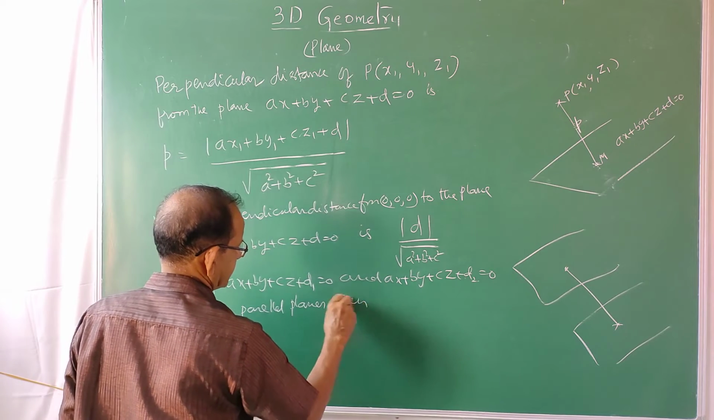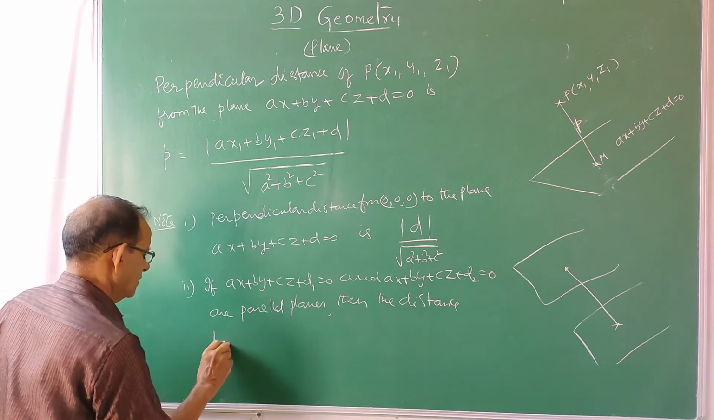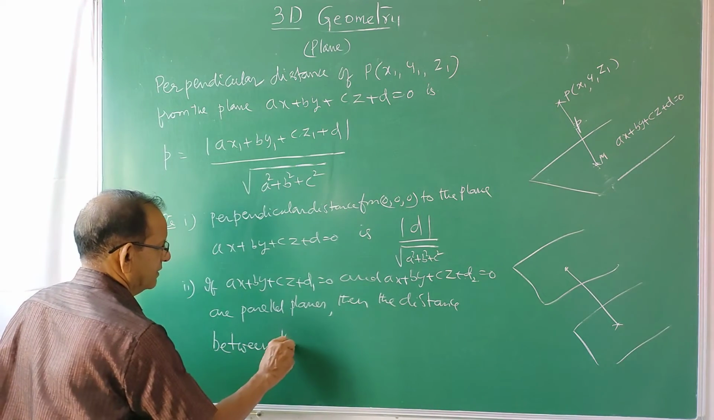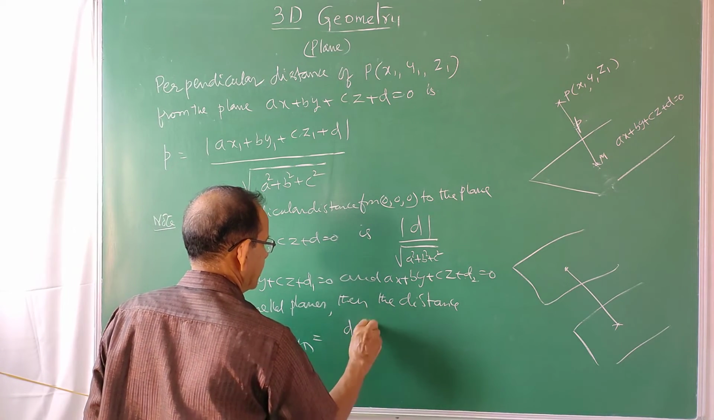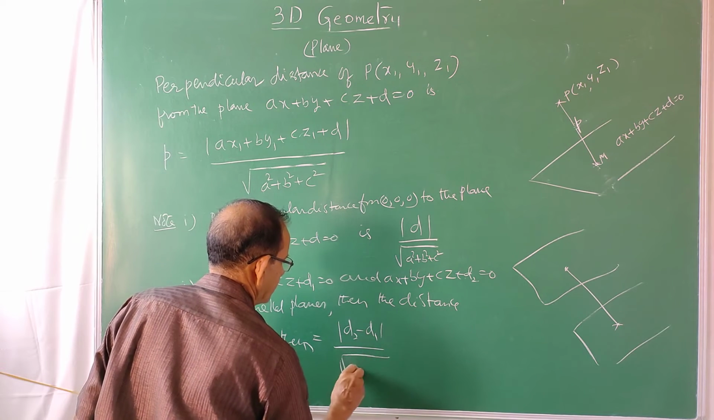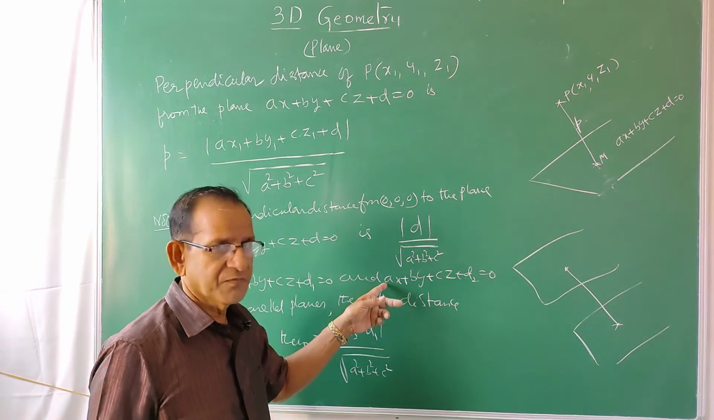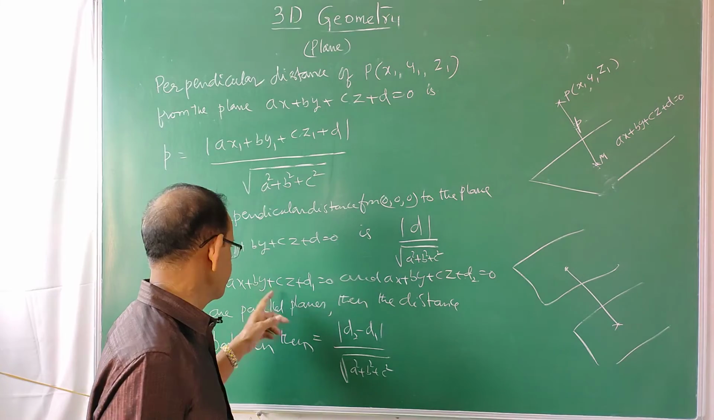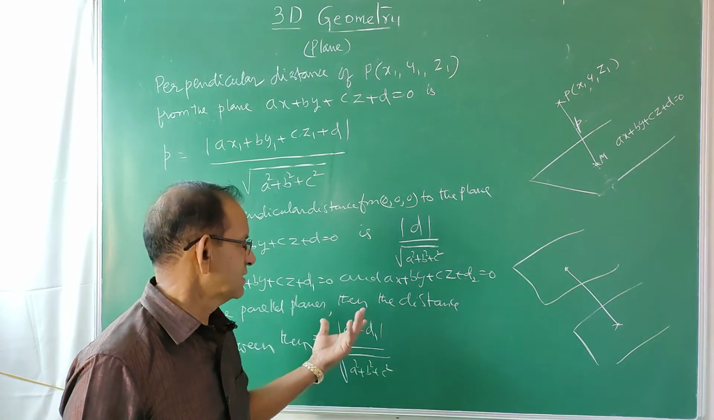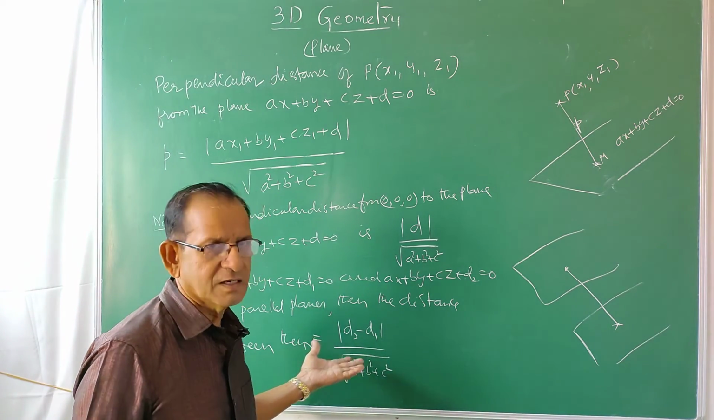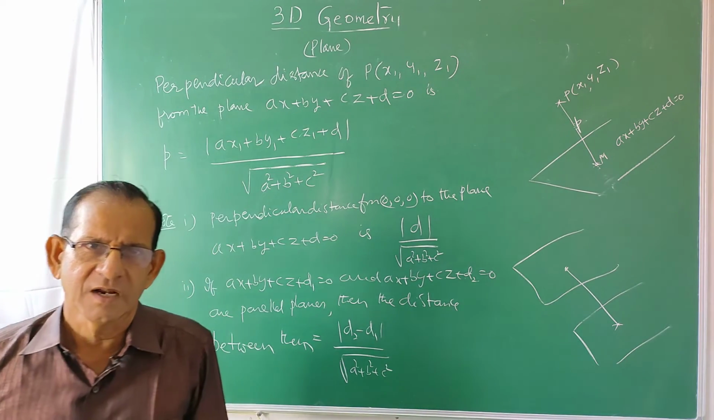Then the distance between them is equal to |d2 minus d1| by root of a square plus b square plus c square. The perpendicular distance of this plane from the origin is d1 by root of a square plus b square plus c square. For this plane it is d2 by root of a square plus b square plus c square. So the difference between those two perpendicular distances is the distance between the parallel planes. So this is the formula for the distance between the two parallel planes.